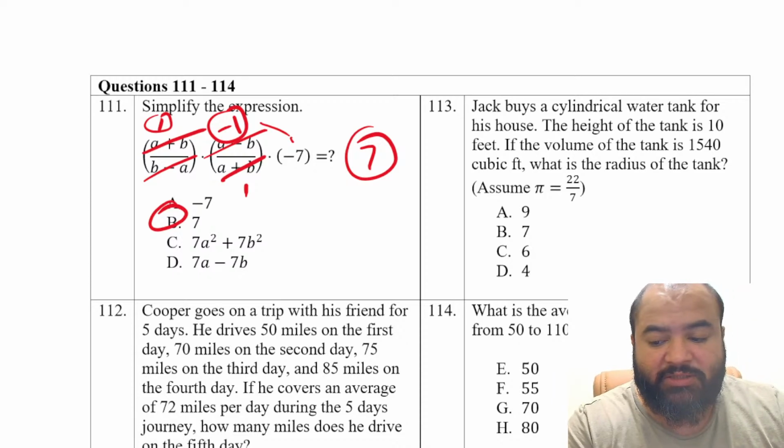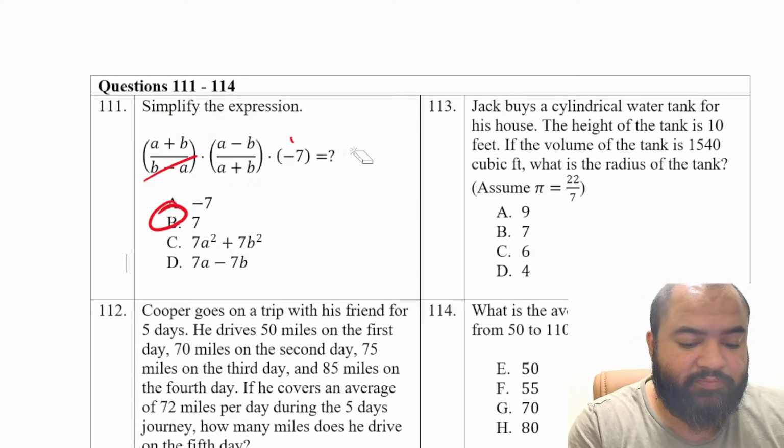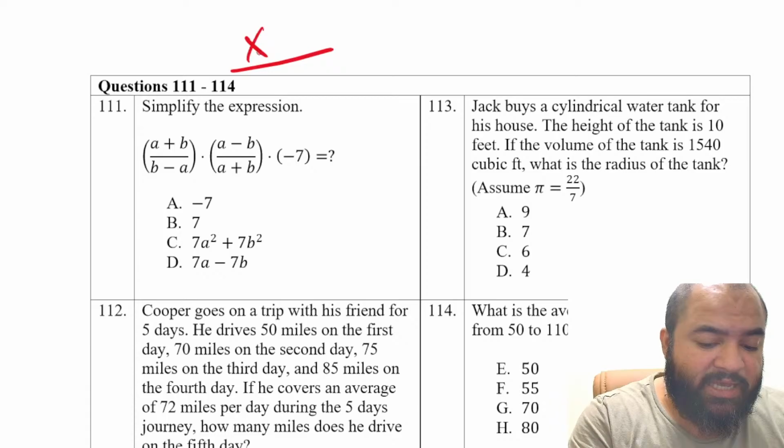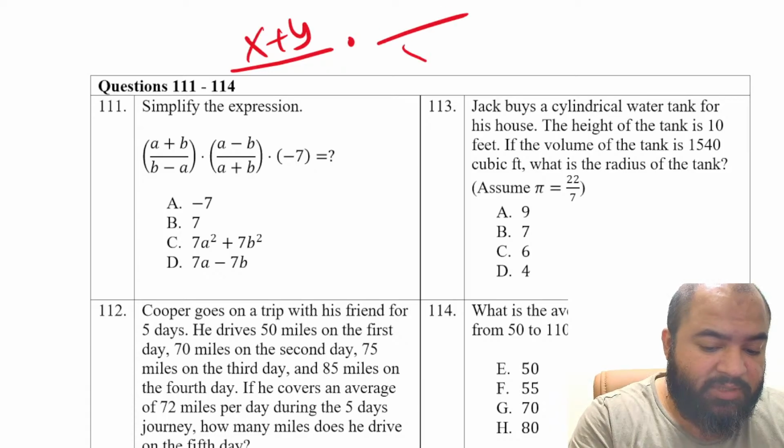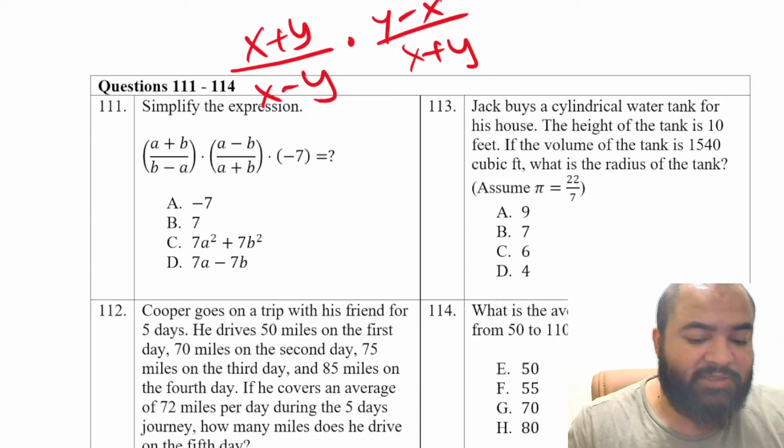I'm going to give you one more example. So let's say x plus y over x plus y, times x minus y over y minus x. What is the answer? Who can tell me?